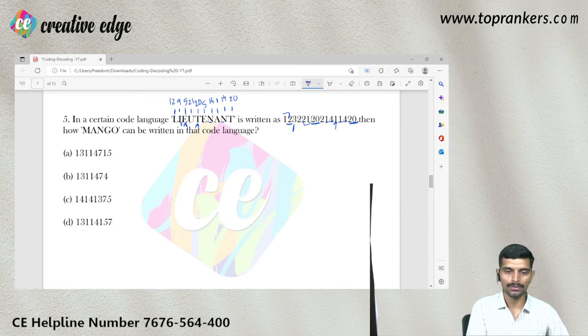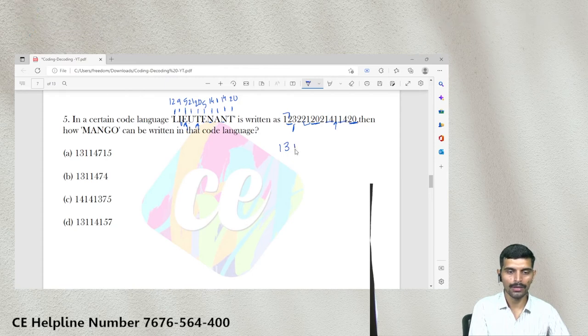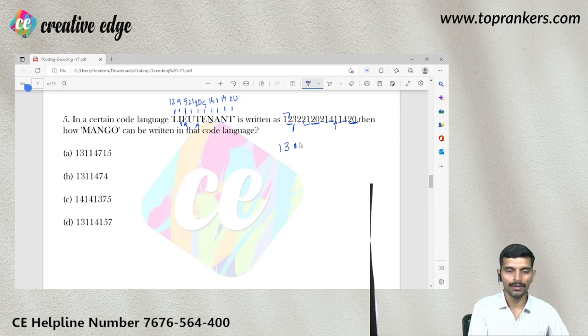EI. So what they have replaced here is EI: E is the third vowel, E the second vowel, and again C here, A is the first vowel. So let's write M should be 13, A first vowel, N 14. So 13, 1, 14 is matching.